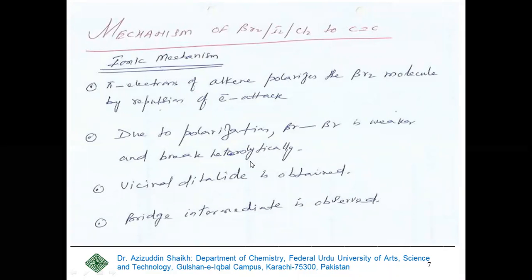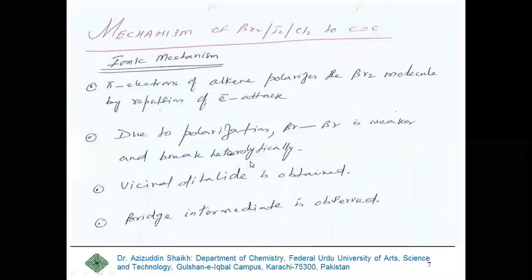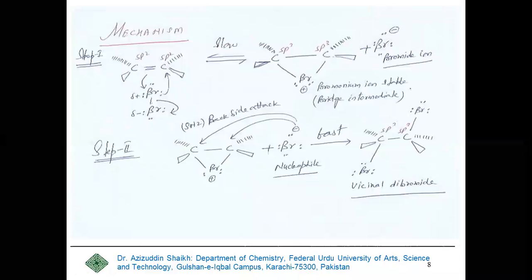A vicinal dibromide is obtained as the result, and a bridged intermediate is observed in the first step. Due to the bridged intermediate, two-sided attack is possible, giving two enantiomers. So now we discuss the mechanism. It consists of two steps, step 1 and step 2.